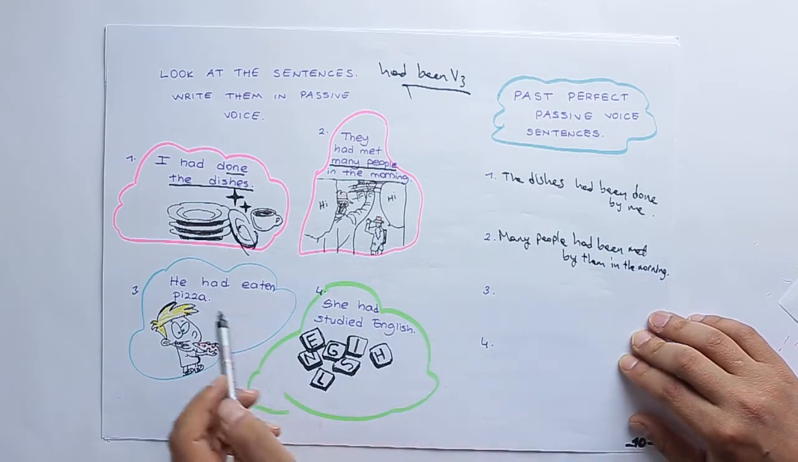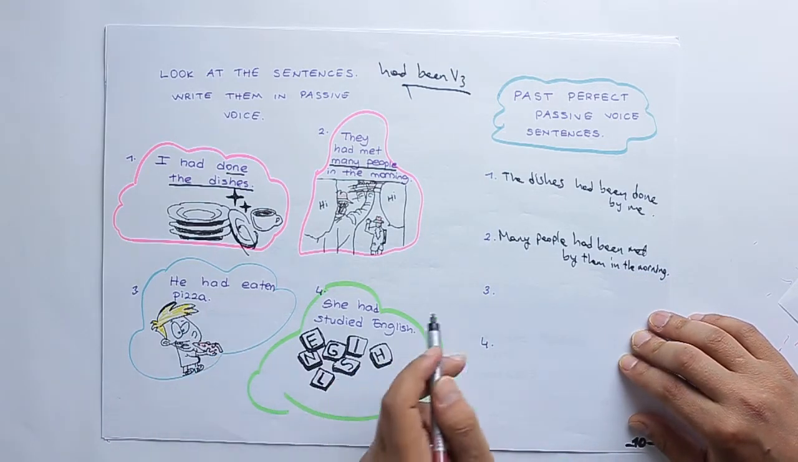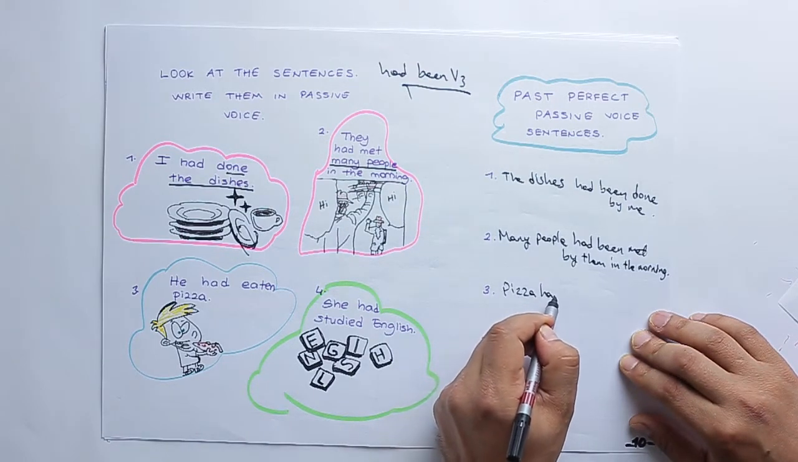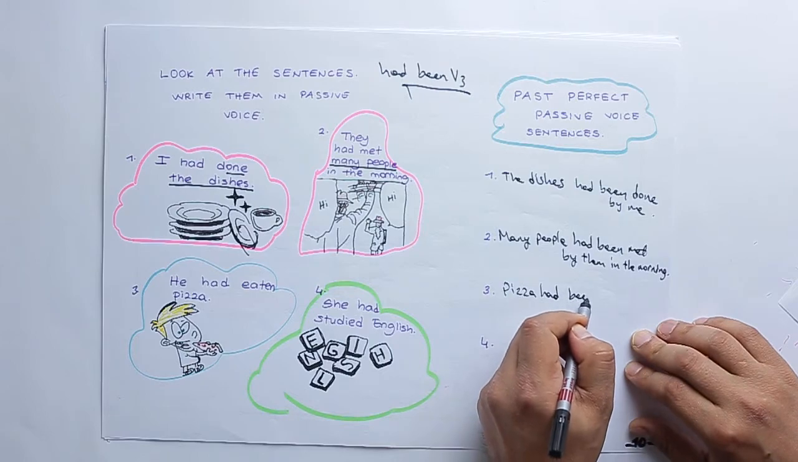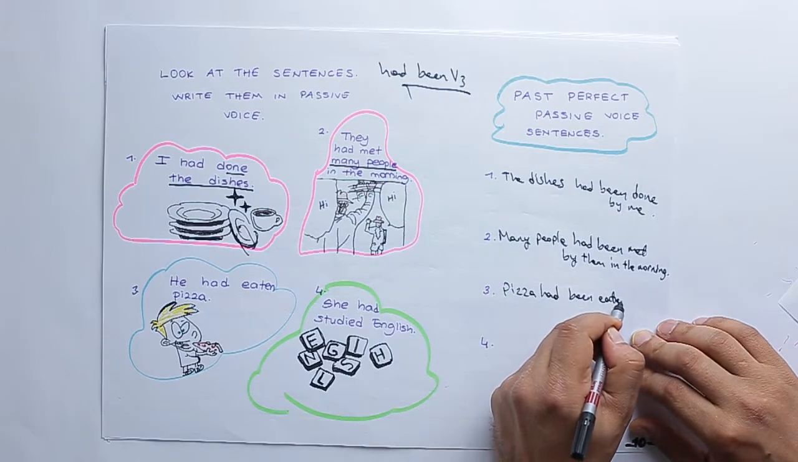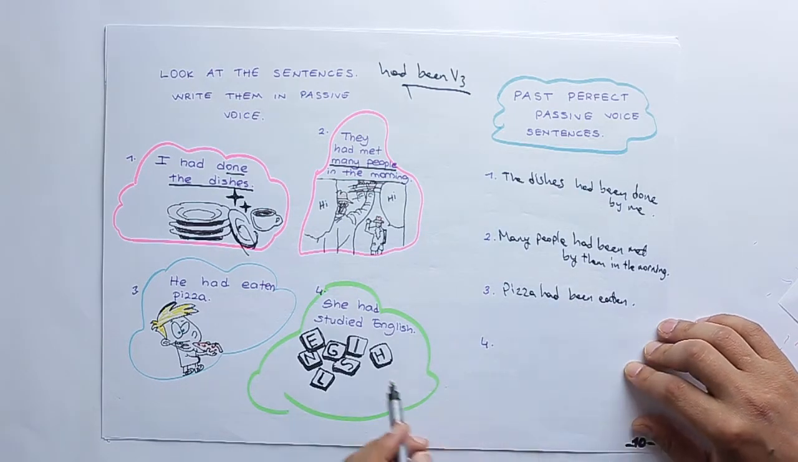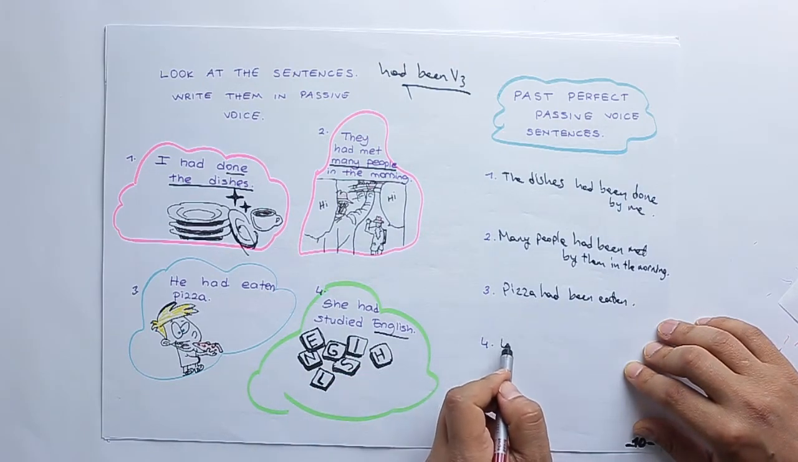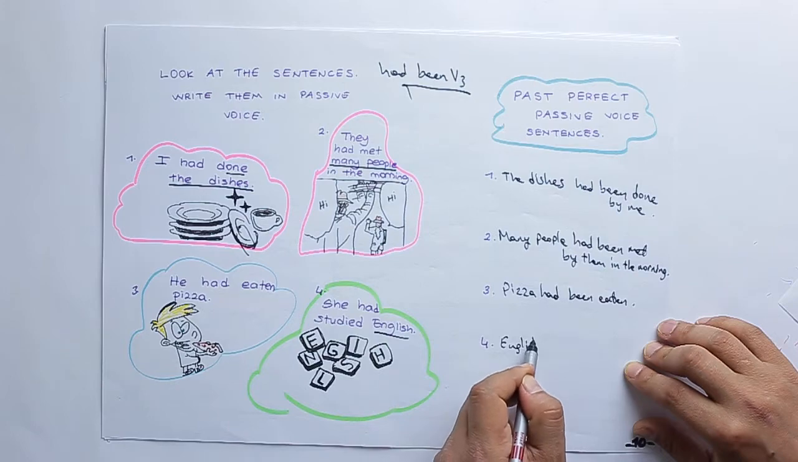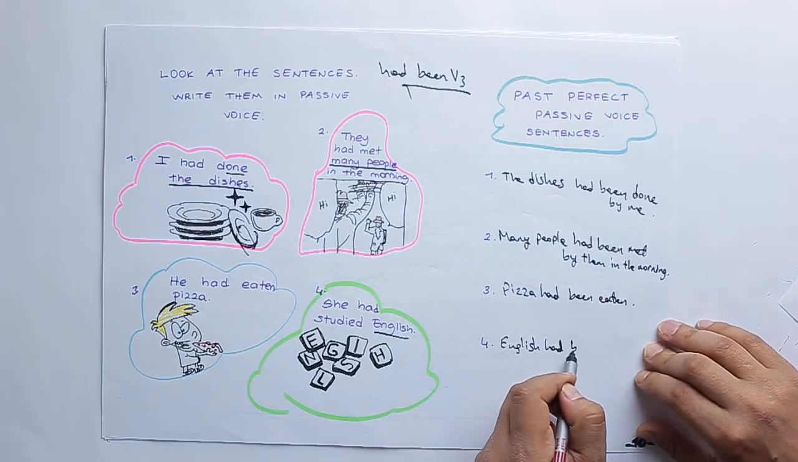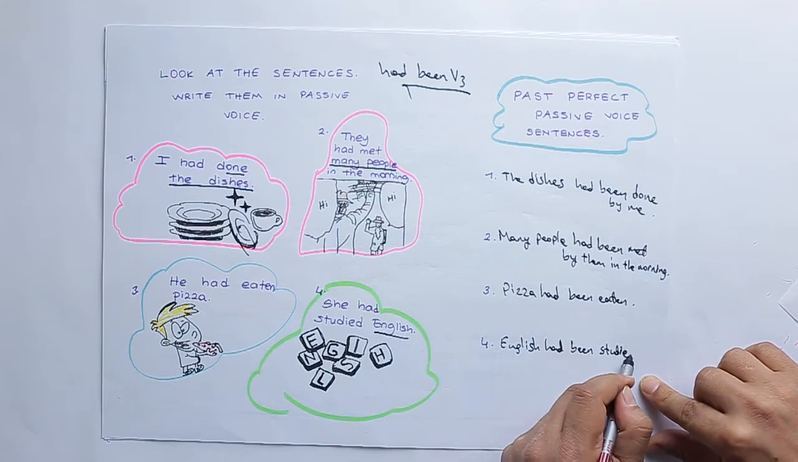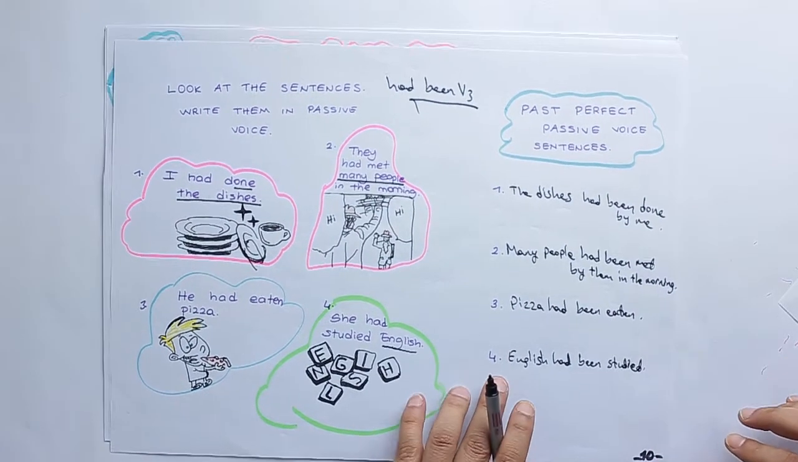Number 3 says he had eaten pizza. That's so easy, a short one. Pizza had been eaten. Okay, that's all. Number 4, she has studied English. The object is English, as you see here. English had been studied. Okay, that's good.